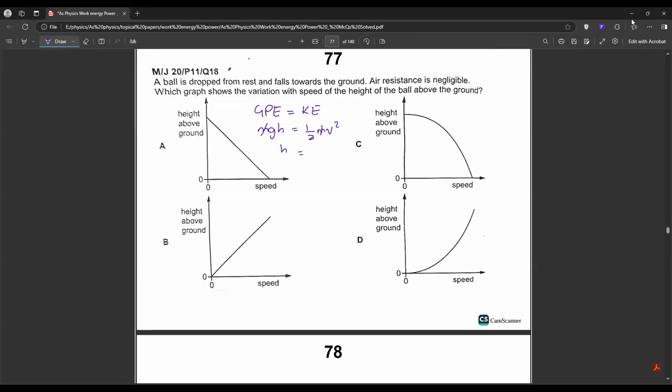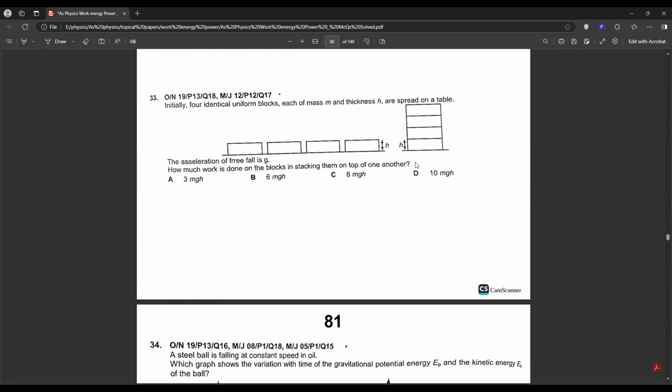So let's take everything to the other side. h is equal to v squared times 1 over 2g. 1 over 2g is a constant, so you can replace it with a direct proportionality sign. h is on the y-axis, v is on the x-axis. What type of graph do you expect? A quadratic curve. D is your answer. The answer to 77 is D, and yes, it is. Now this difficult question as well.